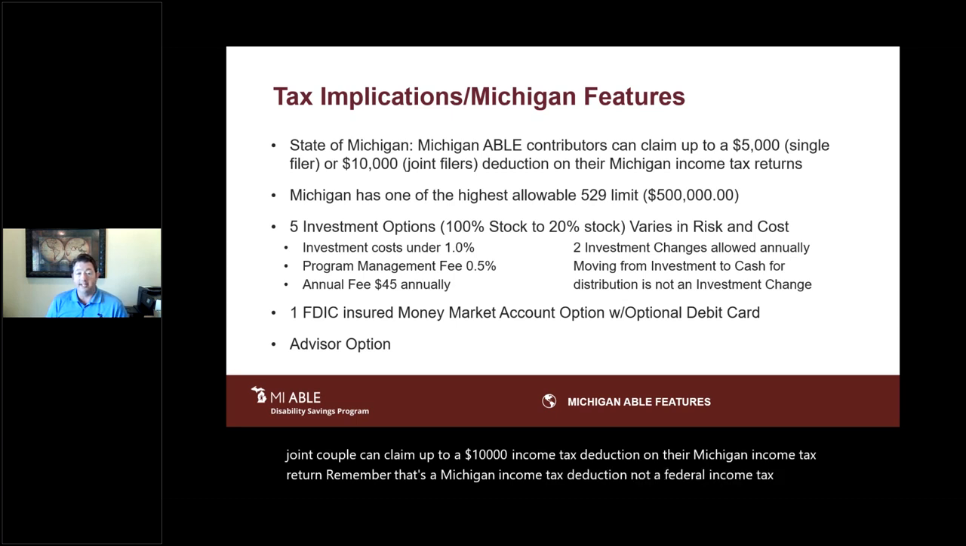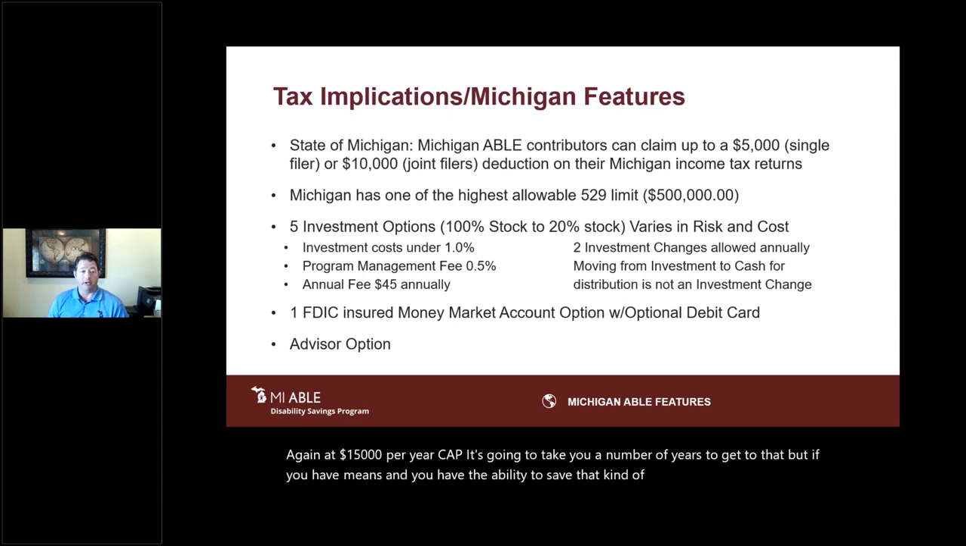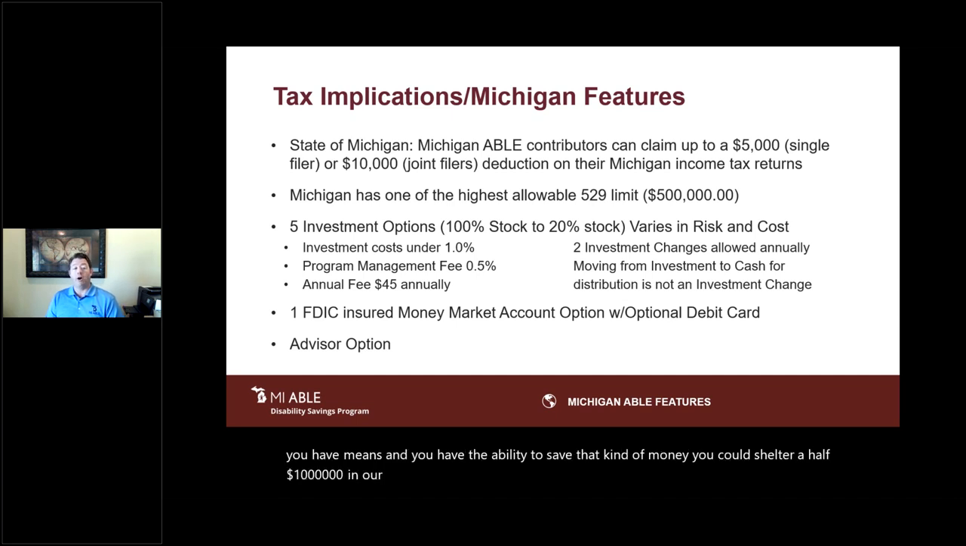Michigan also increased its 529 limit to one of the highest in the nation. You could theoretically shelter up to $500,000 in the ABLE program in Michigan. Now, again, at a $15,000 per year cap, it's going to take you a number of years to get to that. But if you have means and you have the ability to save that kind of money, you could shelter $500,000 in our program. Michigan offers five different investment options.